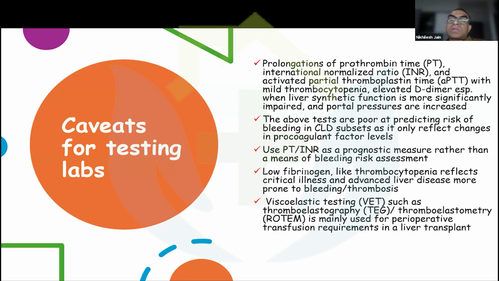Low fibrinogen levels, like thrombocytopenia, would actually reflect critical illness and advanced liver disease, which is more prone to bleeding or thrombosis. A lot of talk is done about viscoelastic testing, such as thromboelastography, TEG, or thromboelastometry, which is ROTEM, but that is mainly used for perioperative transfusion requirements in a liver transplant recipient.